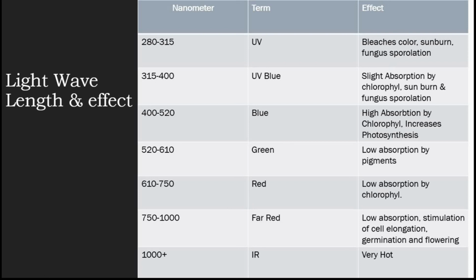Now next comes 750 to 1000. This is far red. It is again with low absorption, stimulation of cell elongation, germination and flowering. So any range between 750 to 1000 affects the germination and flowering. So please make sure that your plants never get 750 to 1000. And the last one is 1000 plus. That is the infrared, and that is very, very hot. So not recommended at all, because that would just simply burn your plant.